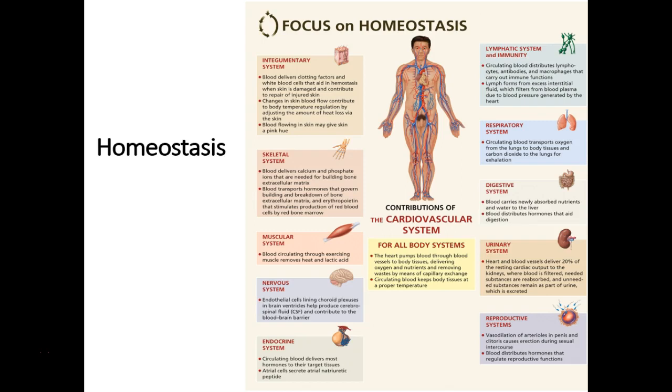The digestive system. Blood carries nutrients from the digestive system to the liver and out to body tissues. The skeletal system. The blood delivers calcium and phosphate that we have to build bone. But we also know that the skeletal system is important in the production of the blood cells. So I encourage you to look at each one of these and get an idea, again, of how all body systems are interrelated. And even though we're studying the cardiovascular system, it is directly tied to all body systems.